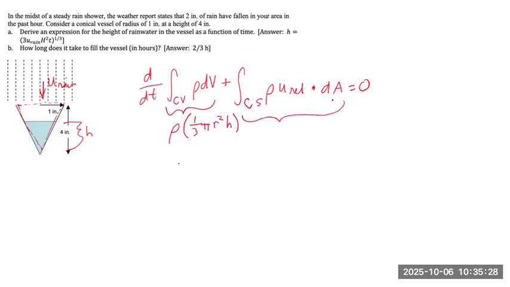And what about this control surface over here? Well, the rain is falling through a circle of radius 1 inch. So dA is going to be that circle. We're going to have rho times U relative, which is U rain, multiplied by dA, which is the area of that circle, which is pi r squared in general form.